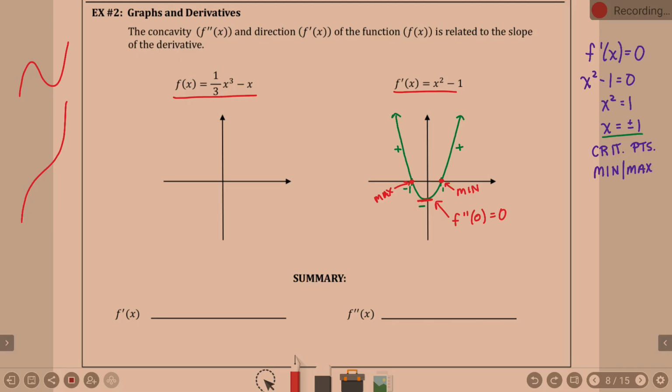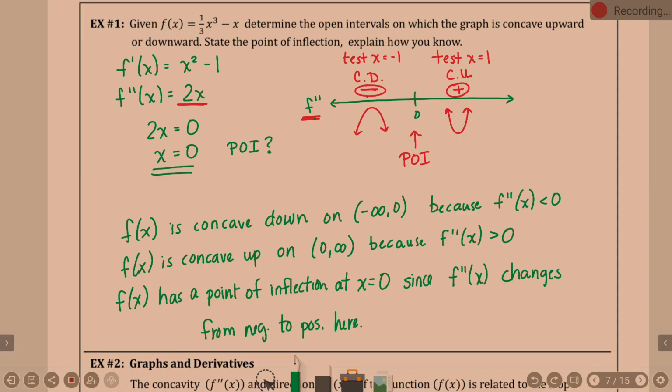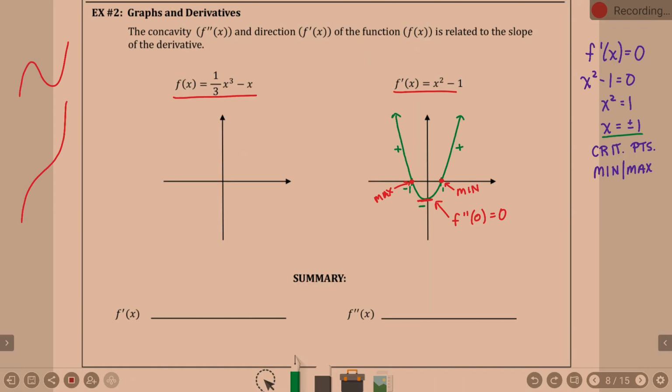Now, what did we already know? We already knew we have critical points from the first derivative at -1 and 1. And then, if you look back up above, there was a critical point of some type at 0, because of the point of inflection.